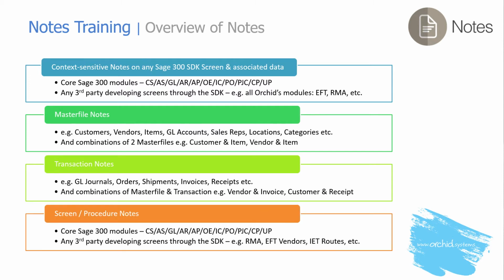You can also use notes to attach procedures to a screen. You can attach procedures to any of the core Sage 300 modules, Common Services, Admin Services, GL, AR, AP, OE, IC, PO, PJC, Canadian payroll or US payroll, and you can also attach procedural notes to any third party developing screens through the SDK, for example, Orchid's RMA, EFT, inter-entity transactions, etc.